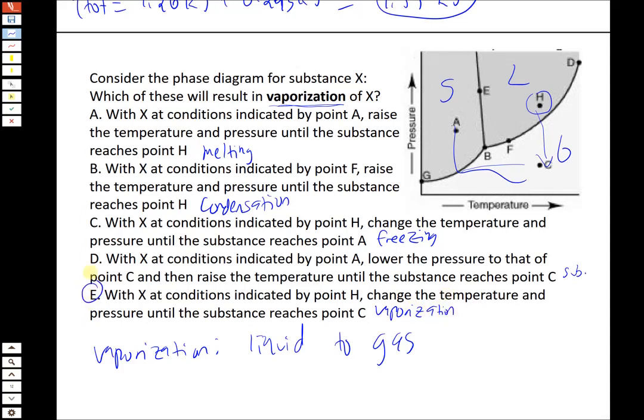So for this problem here, the two tricks were to make sure you know how to read phase diagrams, at least qualitatively, and then also that you know the different definitions for phase changes. All of these processes involve a phase change because they're starting either with one phase and going to another, or starting with a mixture of two phases and converting it back to a single phase. So they all involve phase changes, but the only one that's vaporization is choice E, because that's the only one where we go from liquid to gas.